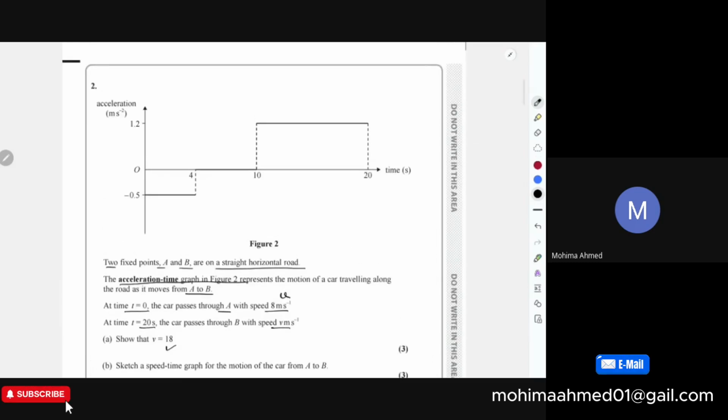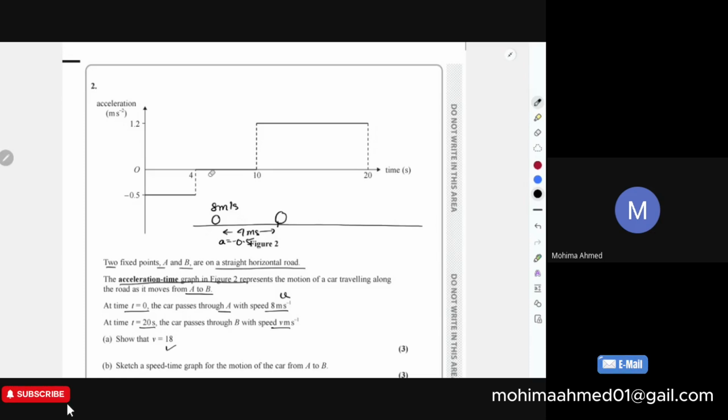I can understand that the car was not accelerating at the same rate everywhere, right? For the first 4 seconds, the car was decelerating at 0.5. It started at 8 meters per second. After 4 seconds, it decelerated with a value of a as negative 0.5, right?